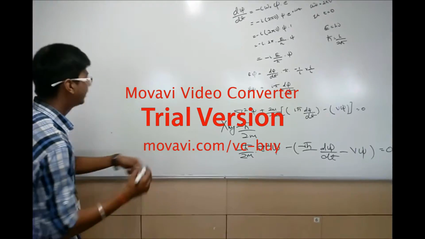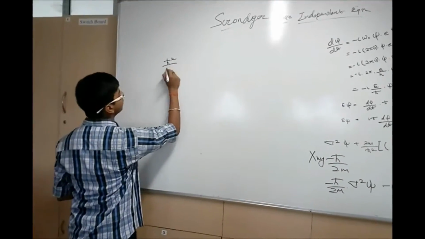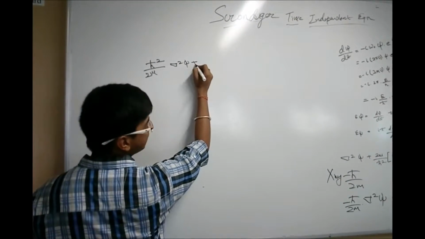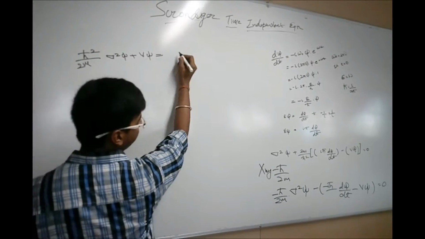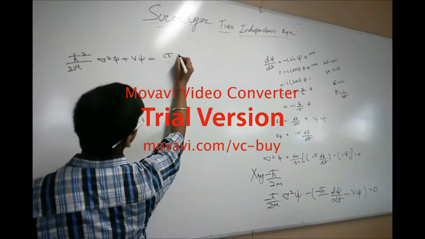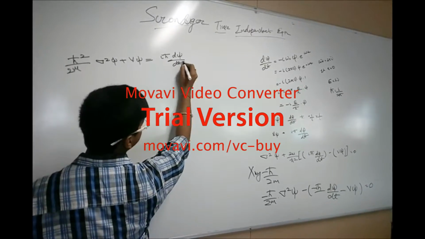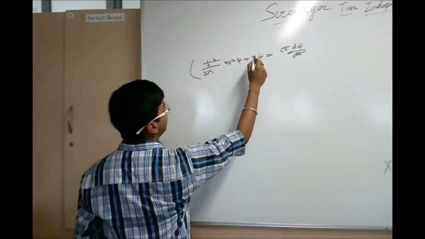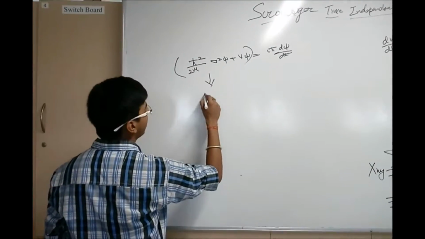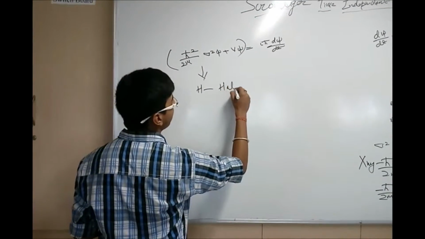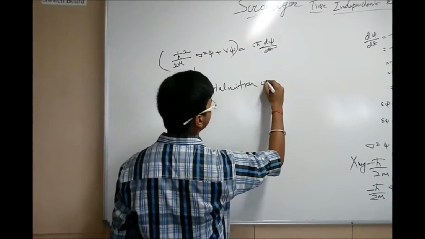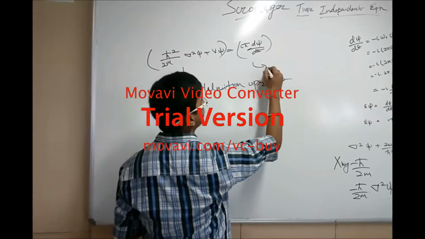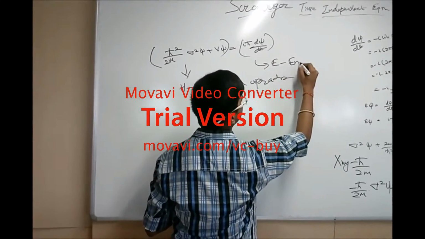Now by rearranging the terms, we get minus ħ²/2m del square ψ plus Vψ, which is equal to iħ ∂ψ/∂t. Hence, now we are going to use a new operator. We take this common and it becomes H, which is also known as the Hamiltonian operator. And this we are going to take as E, which is the energy operator.